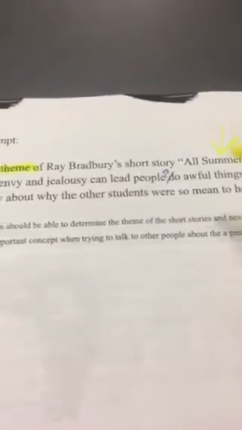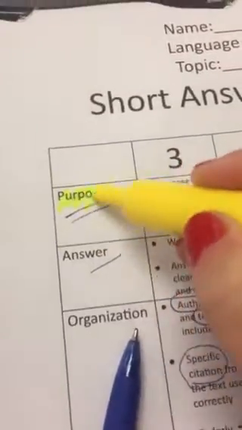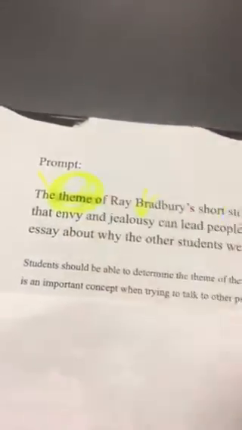It says the theme of Ray Bradbury's short story, and also this whole piece right here that I've got covered up, this whole piece is all about the theme. Some people will tell me, oh, it's about All Summer in a Day, or it's about Margot, or it's about jealousy and envy. But this prompt is really about a theme. And so that is what my first couple of sentences are going to be, because the purpose of this is to explain a theme.